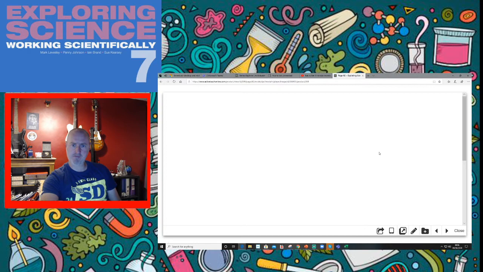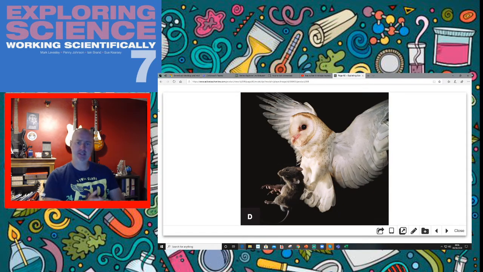Let's take a look at this owl here. What kind of things might affect how that owl looks? Well, we can see the owl carrying some mice away there. So let's think about food. If an owl has lots of food, it's going to be a bigger owl. It's going to put on more weight. It's going to be fatter, if you like. If it's got less food, it's certainly going to weigh a lot less. It's going to be a lot more scrawny. So again, an environmental factor.